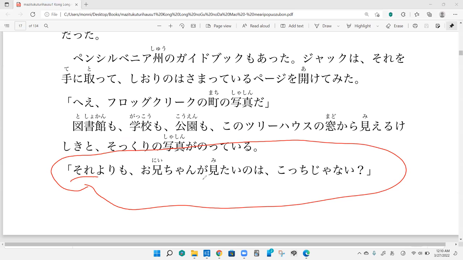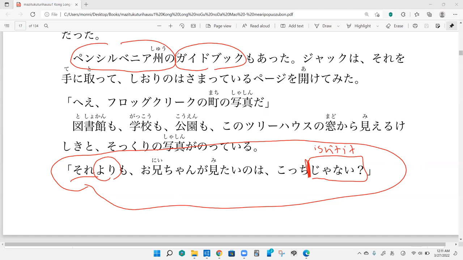それよりもお兄ちゃんが見たいのは、コーチ G。こっちじゃない。じゃない has a meaning like, isn't it? Like, right? それよりも。それより。What do you think sore is referring to? The picture? Yes. You could also argue he's referring to the guidebook about Pennsylvania. So that guidebook is yori, compared to this item. The oni-chan ga mitai. So it's less important. You should see this.